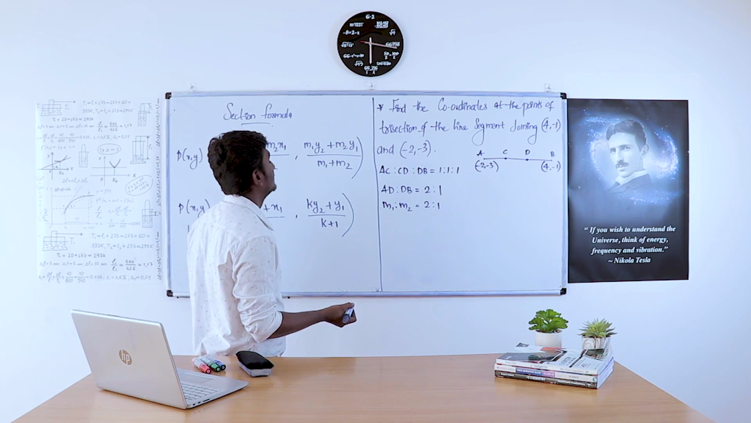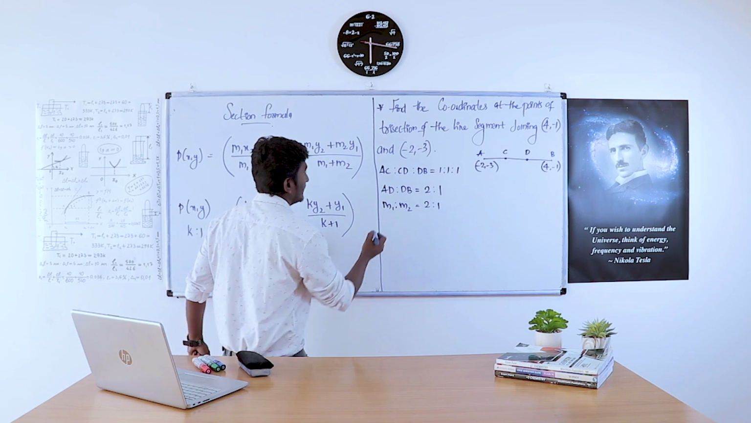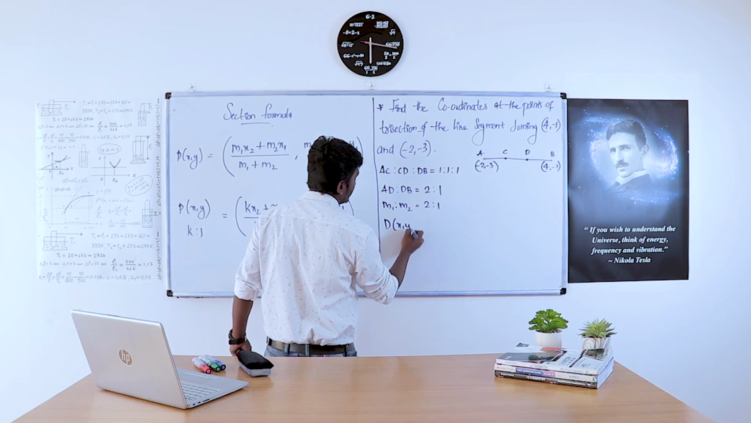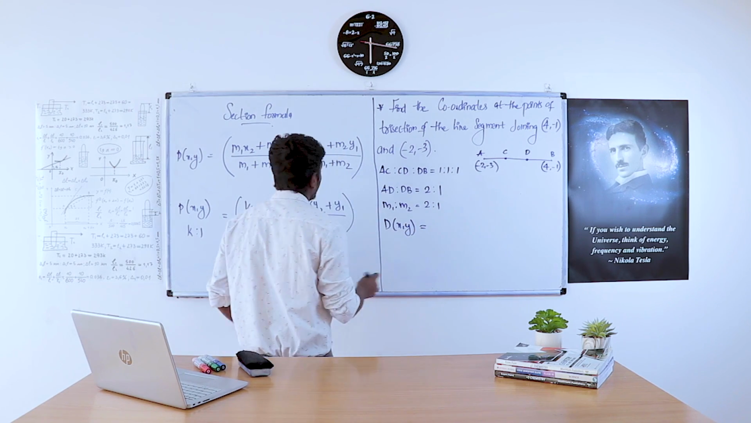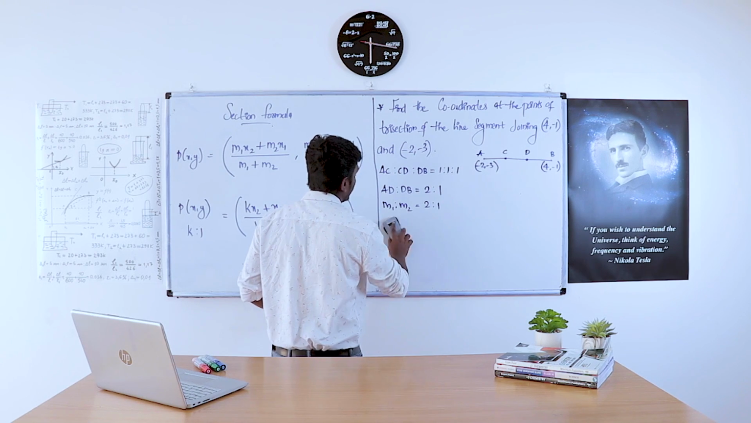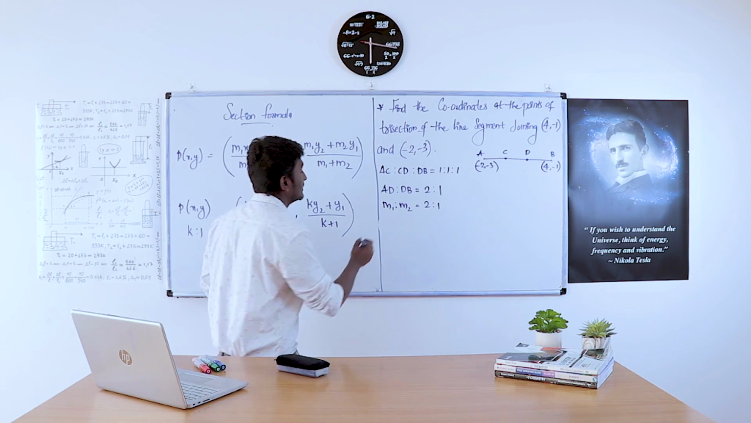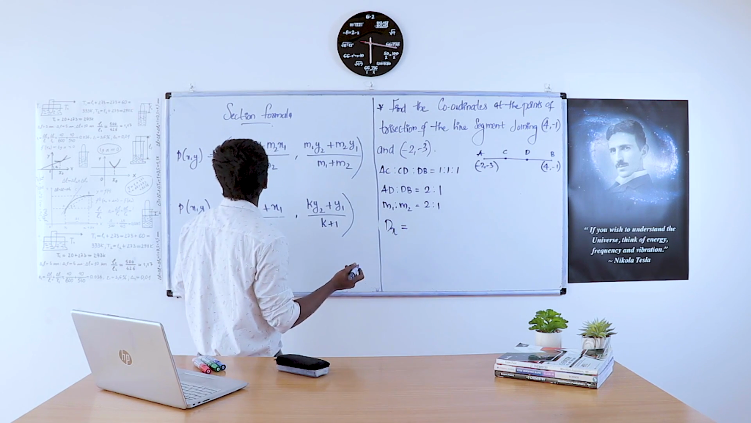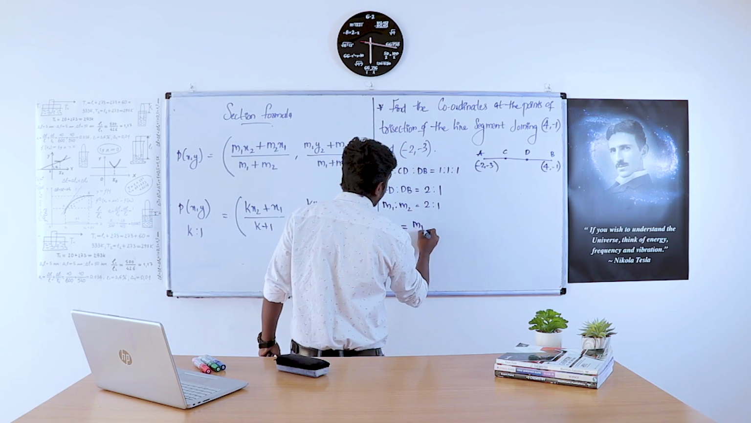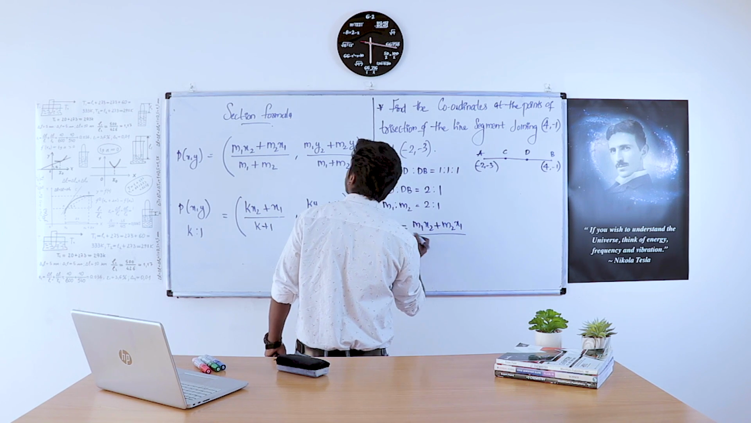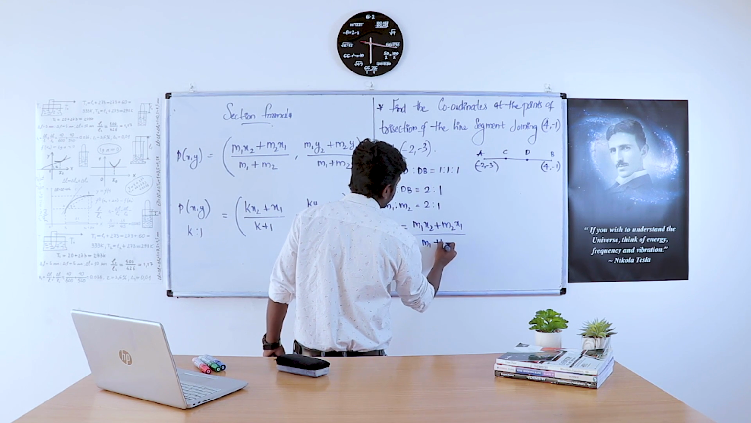Now we can apply the section formula. What is P of xy? Here we can say D of xy, because the point is D, or otherwise we can separately find the x coordinate and y coordinate. So the x coordinate, I am writing Dx, is M1x2 plus M2x1 by M1 plus M2.